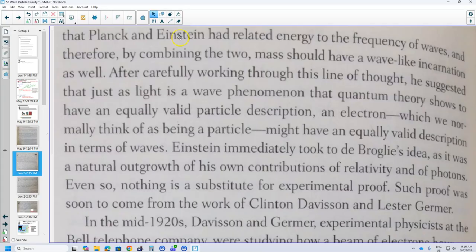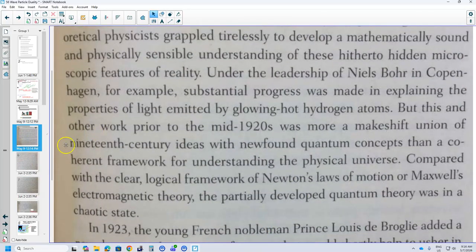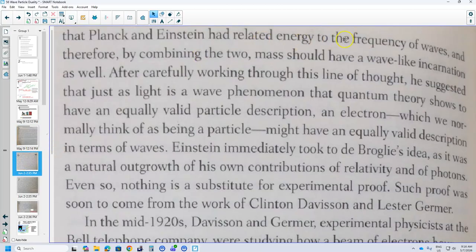Planck and Einstein had already related energy to the frequency of waves, and therefore by combining the two, mass should have a wave-like incarnation as well, right? So E equals mc squared was used to relate matter and energy to the frequency of waves, and so mass should have a wave-like counterpart as well. After carefully working through this line of thought, he suggested that just as light is a wave phenomenon that quantum theory shows to have an equally valid particle description, an electron, which we normally think of as being a particle, might have an equally valid description in terms of waves.